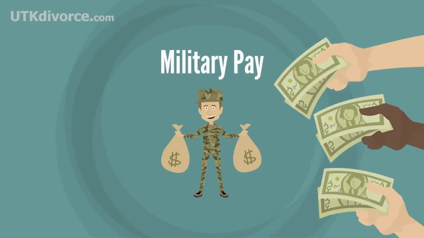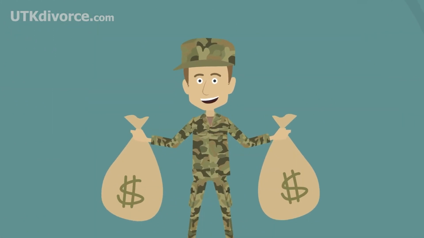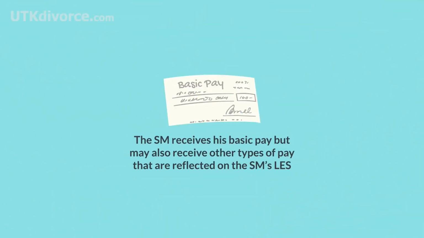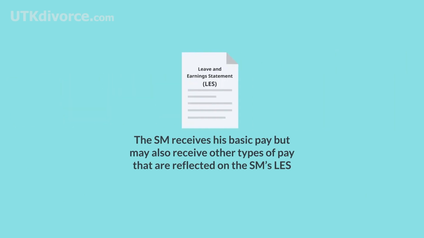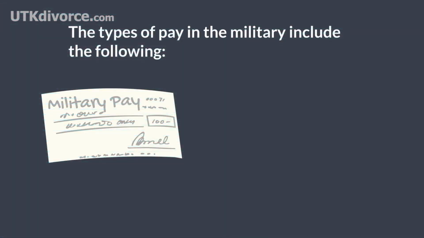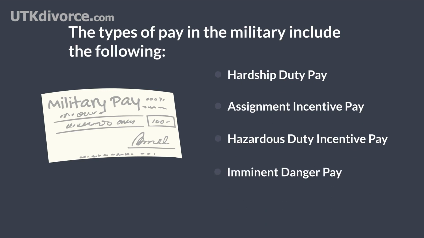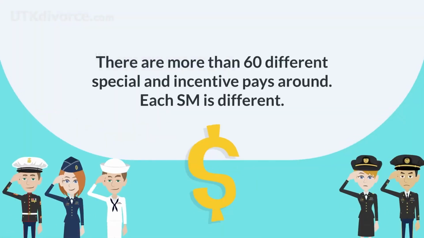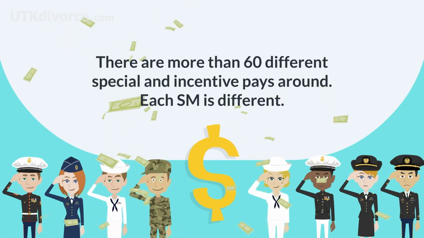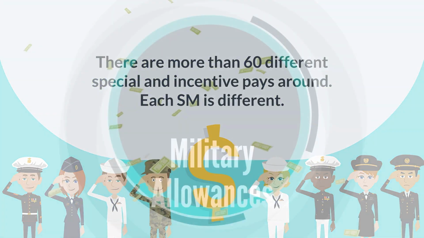3. Military pay. All military base pay is taxable. The service member receives his base pay, but may also receive other types of pay that are reflected on the service member's LES. The types of pay in the military include the following: hardship duty pay, assignment incentive pay, hazardous duty incentive pay, eminent danger pay. There are more than 60 different special and incentive pays around. Each service member is different.